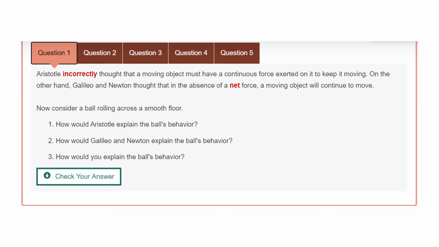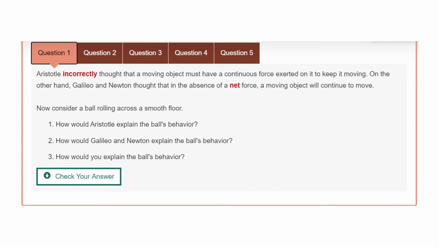So basically, Aristotle will explain that the ball is moving on the floor because we previously applied a force to it. Like if you roll it with your hand, then that is the force that Aristotle was talking about. But in this case, if we want the ball to continue moving, we need to keep on applying different forces to that ball. And let's go with question number 2. How will Galileo and Newton explain the ball's behavior?